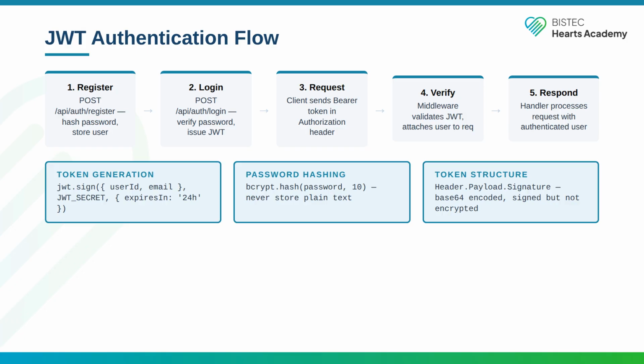The payload is base64 encoded, not encrypted. Anyone who gets the token can read its contents, so never put sensitive data in the payload. The signature prevents tampering. If someone modifies the payload, the signature won't match. Always set an expiration on your tokens. 24 hours is a reasonable default for a web API.